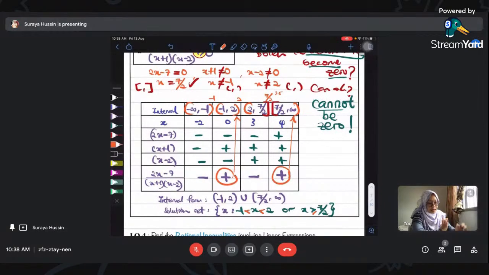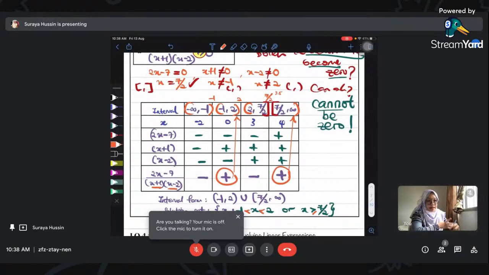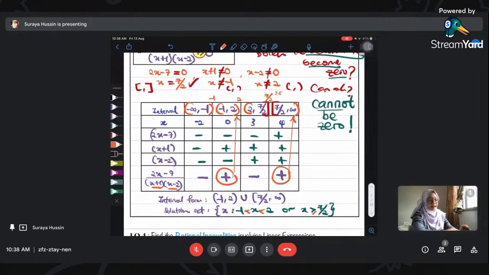Sebab negative 1, dari sini dah boleh nampak dah. Denominator cannot be 0. Means negative 1 and 2 cannot be 0. Means cannot having equal. Cannot having equal means open bracket. Macam tu lah. Yay! I think we are almost done. Sikit lagi guys.